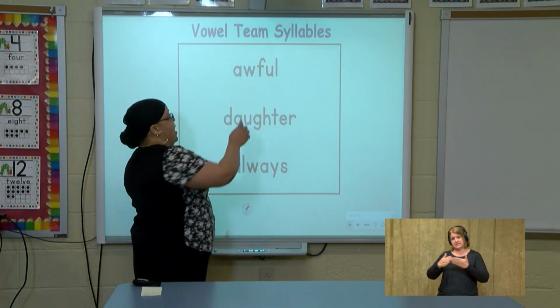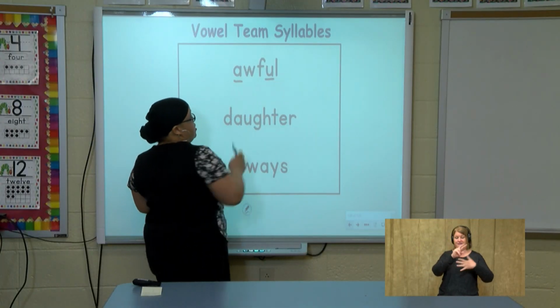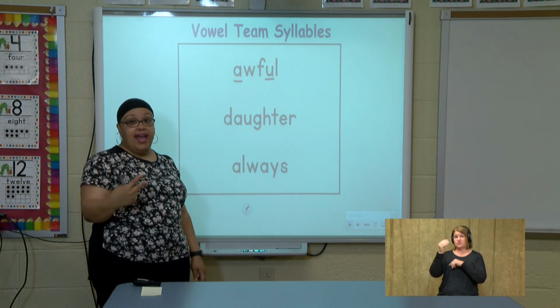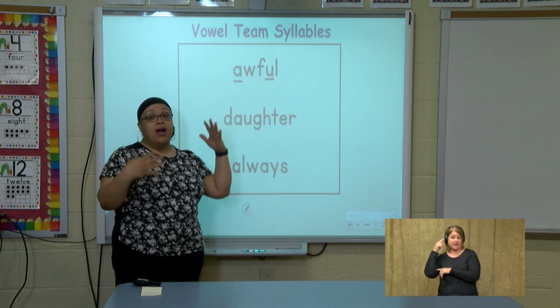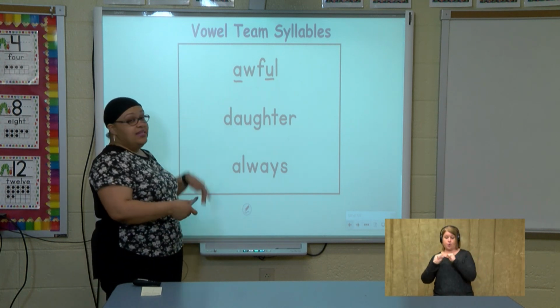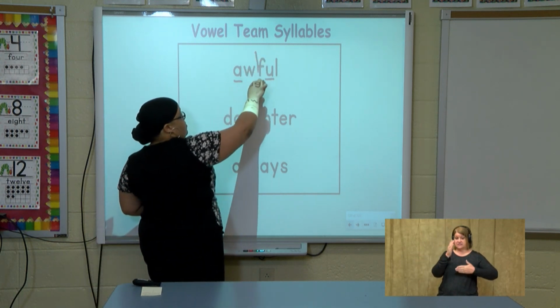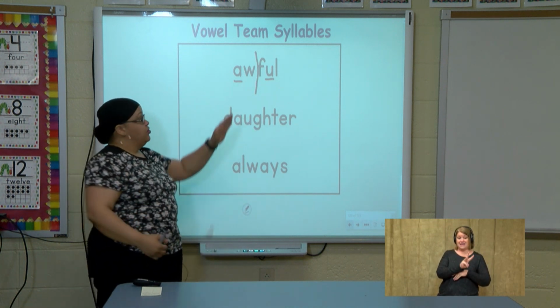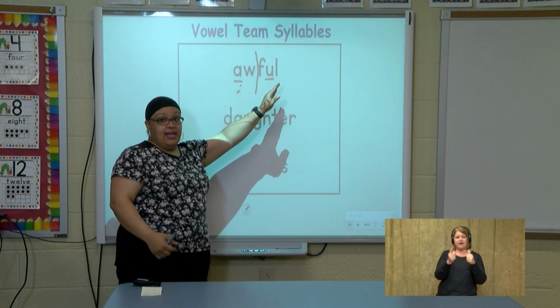I have 2 vowels in this word, so I know this word is going to have 2 sounds. Now, where do I break it up? I don't want to break up a team, okay? So this syllable is going to be AW, have to stay together. So my first syllable and my second syllable.